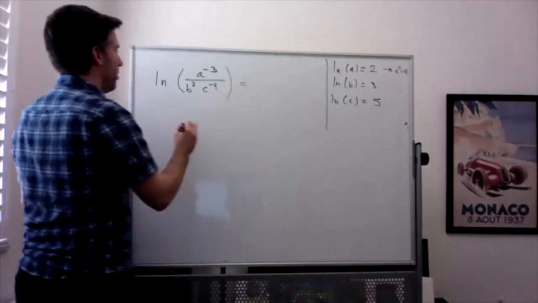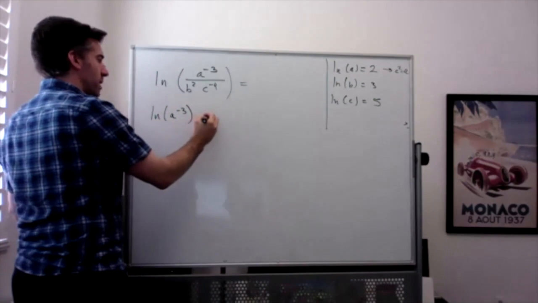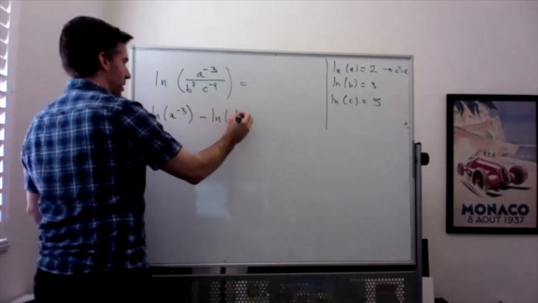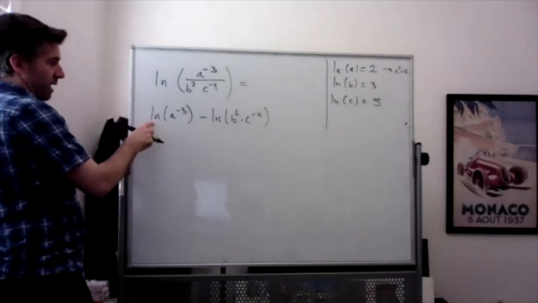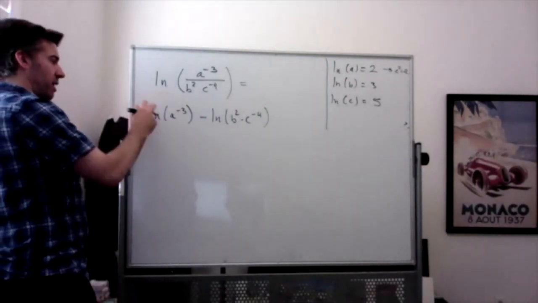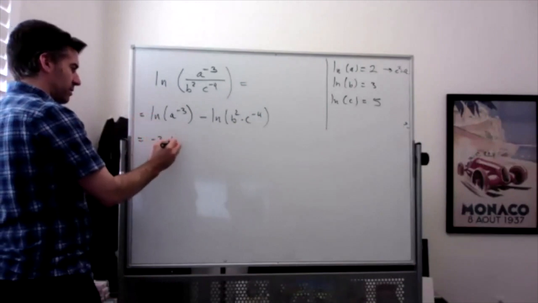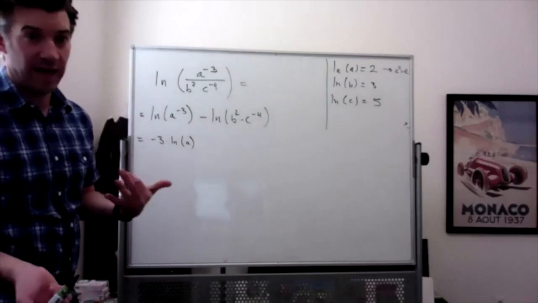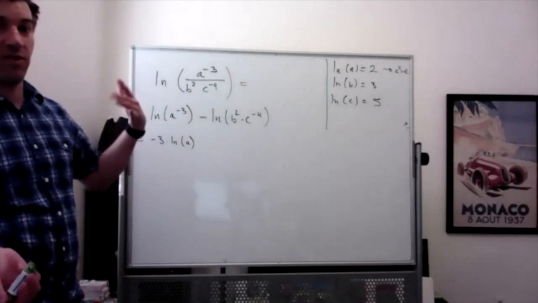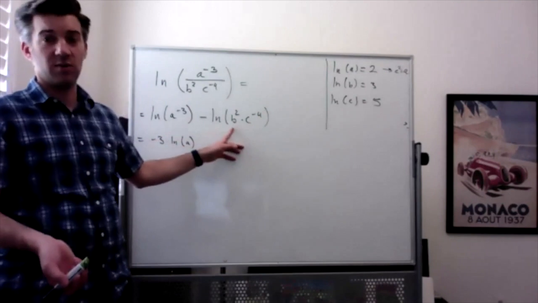So this breaks apart as the natural log of a to the minus third minus the natural log of b squared times c to the negative fourth. For a natural log of something to a power, you can bring that power down in front. So this is going to be negative 3 times natural log of a. Now, to be able to bring a power down, it has to be the power on the entire thing in the logarithm.